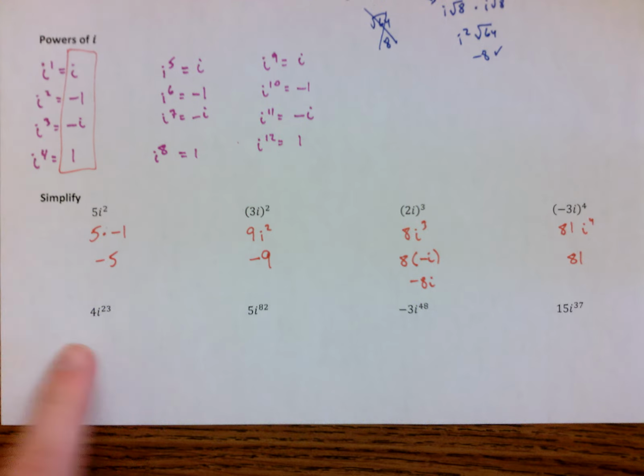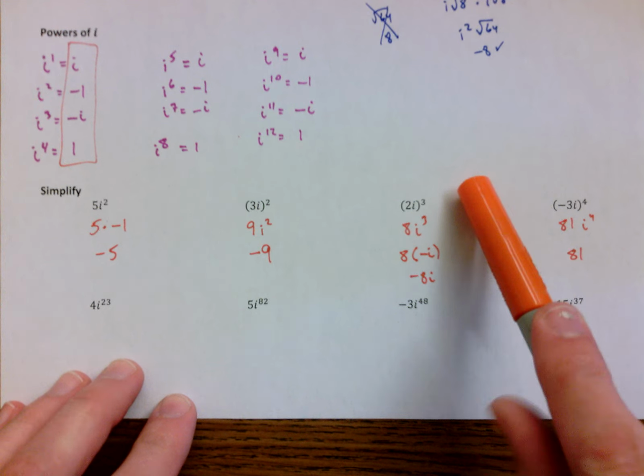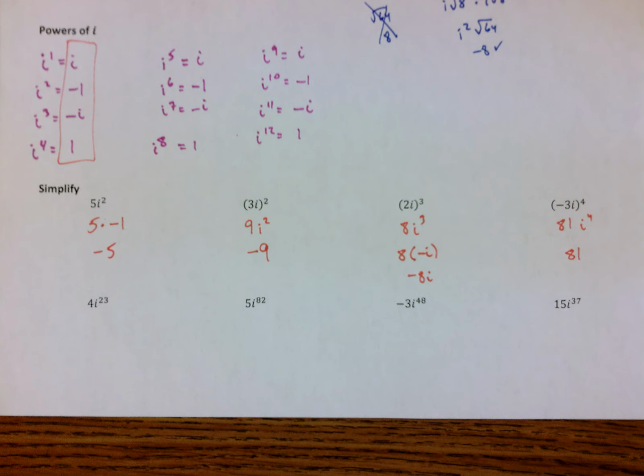But now we're getting up to some higher powers. So this one's i to the 23rd. I don't have that in my table yet. So here's how I'm going to think about this. I'm definitely not building out a whole table. That would take me forever. Okay, so here's how I'm thinking about this.